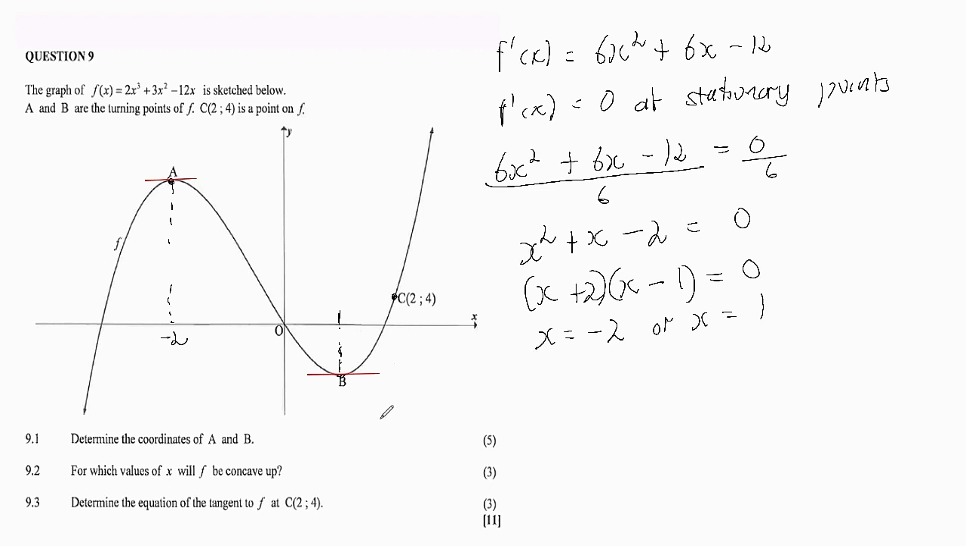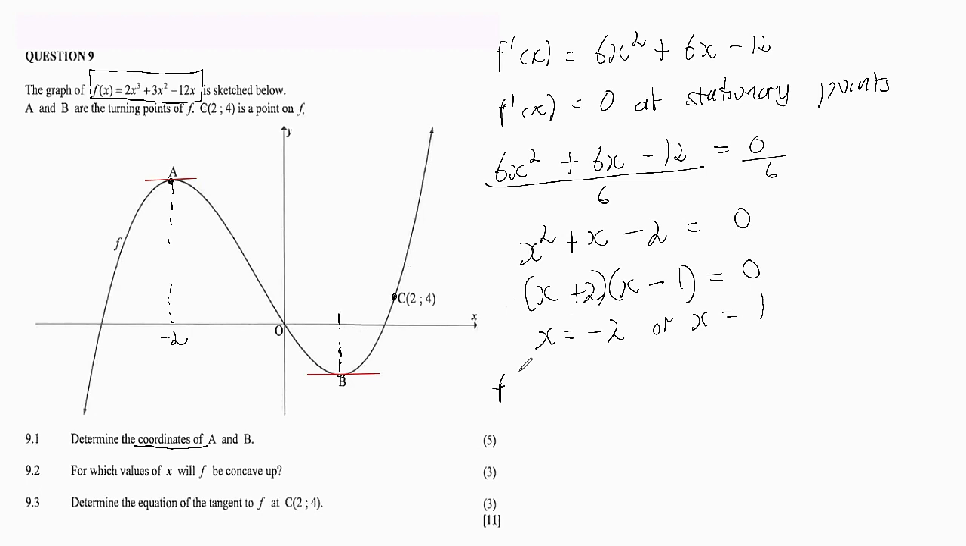Remember, we are to calculate the coordinates, not only the x-coordinates. So in order to find the y-coordinates, what do we do? We must take these x-coordinates and substitute them back into the original equation. Do not forget, you do not substitute them into the derivative equation, because if you substitute these two values there, you're going to get 0. It's only going to tell you that the gradient at that point is equal to 0. But if you take it to the original equation, then you find the y-coordinate at that point.